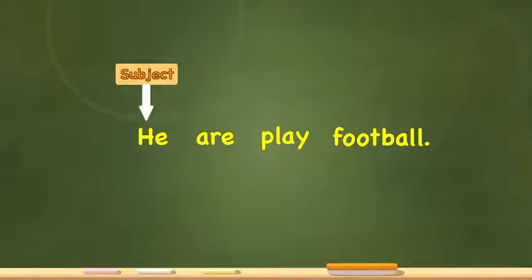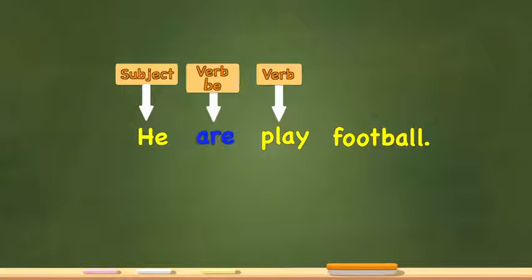First, we need to identify the subject. The subject for this sentence is the pronoun he. It's a singular subject. But what about the verb? Can you identify the verb? That is correct. The verb in the sentence is the word play. Now try to compare the subject and the verb be. Can you identify any error? If you look closely, the verb be, are, doesn't match the subject that we should be using. He is a singular subject, so instead of using are, we have to replace the verb be with is.